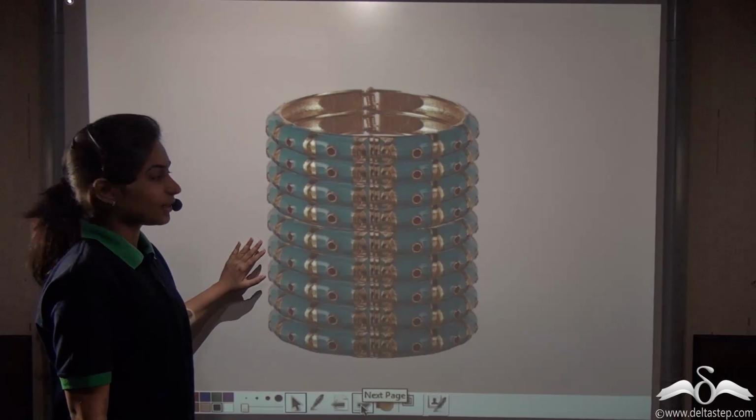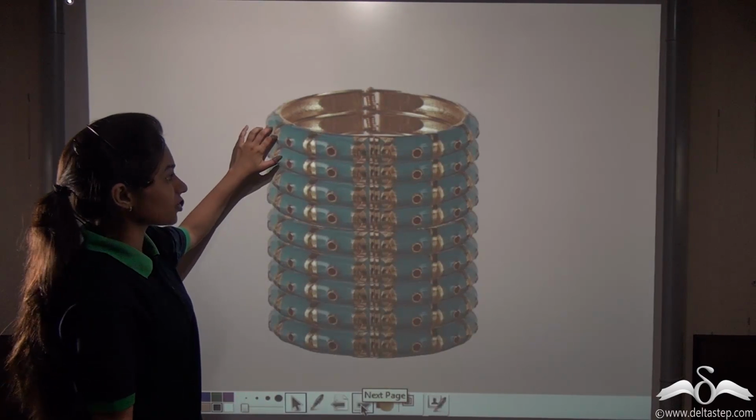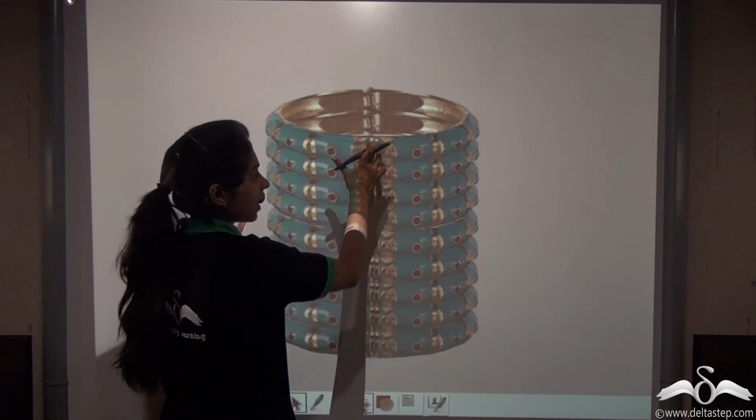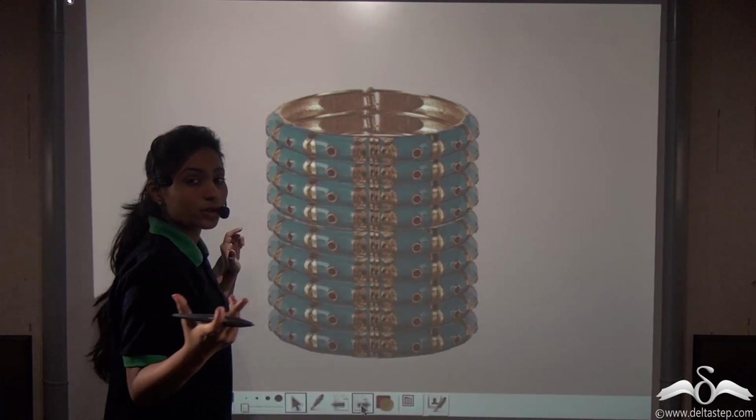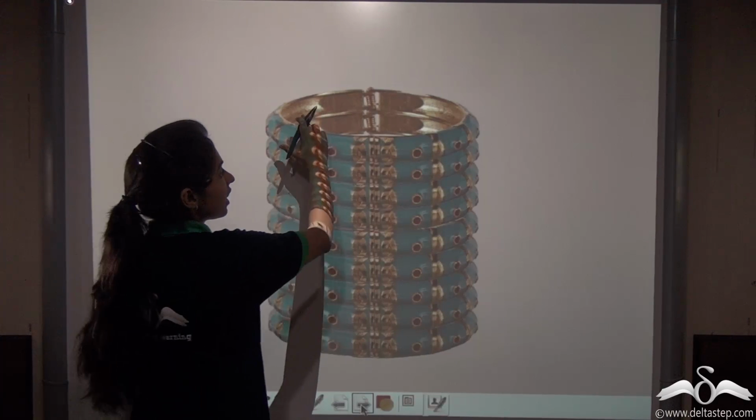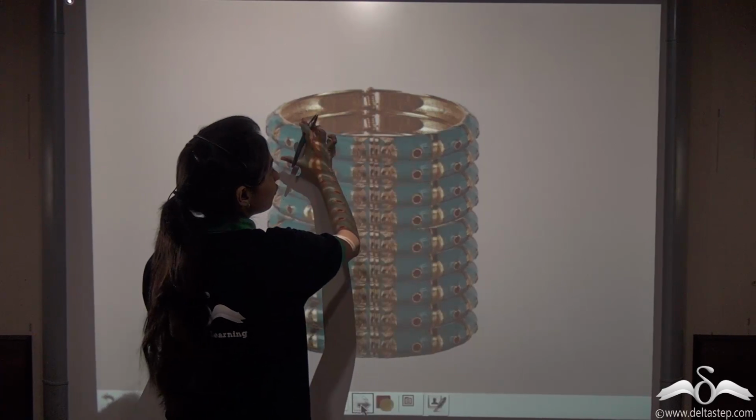Now you can see that the stacked up bangles are actually forming a cylinder. These are having a curved surface and two circular bases. But what is the difference between a cylinder and this cylinder? The difference is that this cylinder is actually hollow from inside.